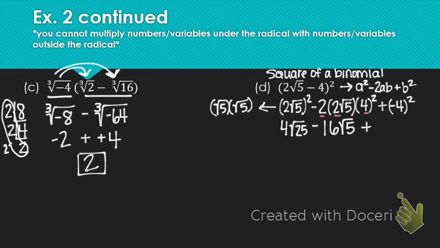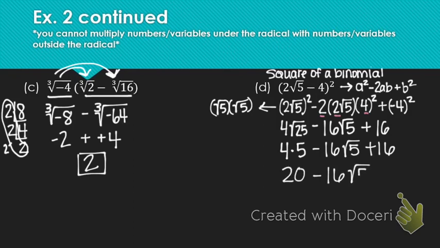Plus, what is negative 4 squared? 16. Okay? Now, are we finished? No, because one of these radicals simplifies. Which of these radicals simplify? 25. The square root of 25 is what? 5. And what am I supposed to do with the 5 that comes out and the 4 that's already there? Multiply them. Then I bring down the negative 16 times the square root of 5 plus 16. All right, guys, what's 4 times 5? 20 minus 16 times the square root of 5 plus 16.